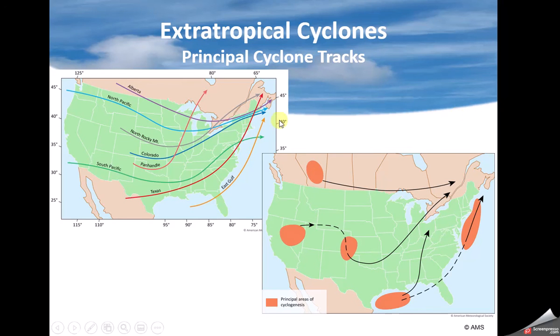Lows can form in all different locations in the United States. Here is the Colorado low. Look at it, it's further south than the Alberta Clippers, which form further north. That Colorado low is much closer to the Atlantic and to the Gulf of Mexico. Great moisture source. It's going to tend to bring moisture up.